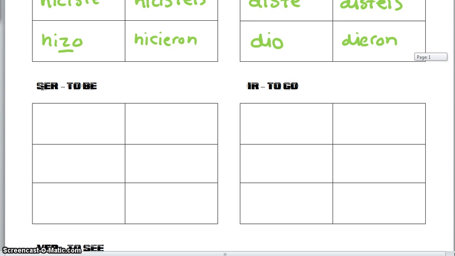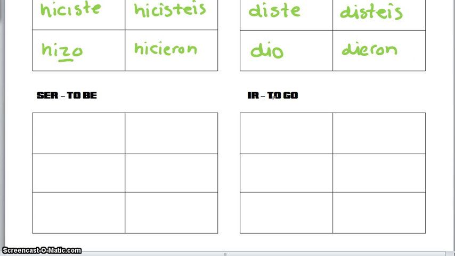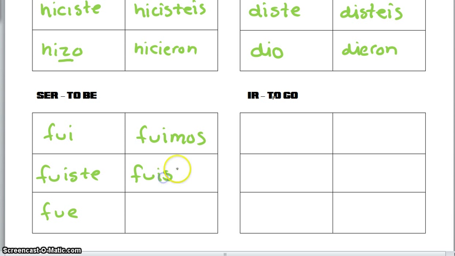Moving on to the verb ser, which means to be, and the verb ir, which means to go. Now, for the sake of helping you guys remember these conjugations, I'm going to call these two, ser and ir, the FU verbs in the preterite tense. And you'll see why in a little bit. So, yo fui, tú fuiste, él, ella y usted fue, nosotros fuimos, vosotros fuisteis, ellos, ellas, and ustedes fueron.